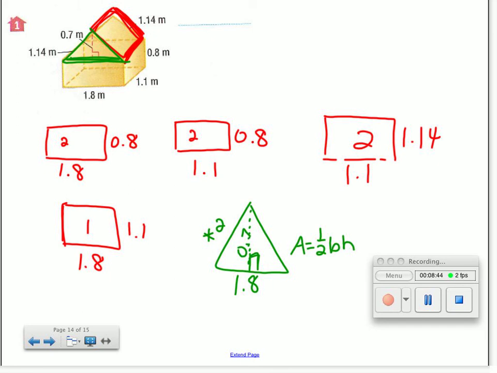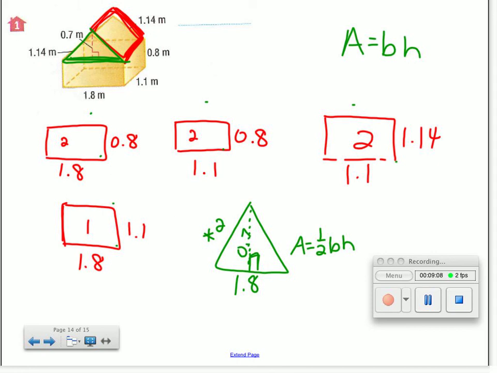What is the formula that you will use for these rectangles? What's the formula you use for a parallelogram? A equals BH. Yeah, A equals base times height. Once you solve this one, you need to multiply it by 2. Once you solve this one, you need to multiply it by 2. Once you solve this one, you need to multiply it by 2. Once you solve this one, do you need to do anything? No, because there's only one of those.